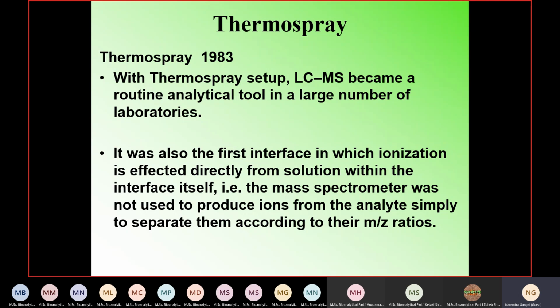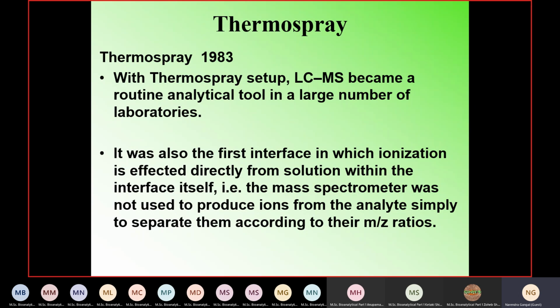That is, the mass spectrometer was not used to produce the ions. So this interface takes care of two responsibilities. One is to interface the LC part to the mass spectrometer, and second is to generate the ions. So those ions which are generated are subsequently thrown to the mass analyzer portion and mass analysis is carried out. The mass analyzer was simply used to separate them according to the M/Z ratio.